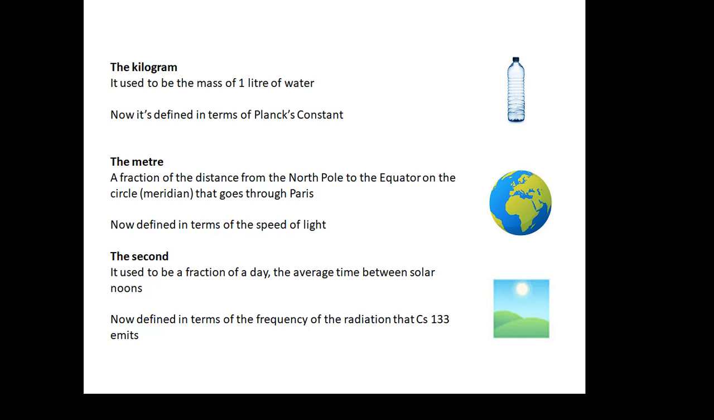The meter, there have been all kinds of definitions to do with pendulums and things. One definition was a fraction of the distance from the North Pole to the equator on the meridian that goes through Paris. Now it's defined in terms of the speed of light, which is now a universal constant. The second used to be a fraction of a day, the average time between noon and noon. Now it's defined in terms of some radiation that a particular isotope of cesium emits. So there are definitions. We know how much a kilogram, a meter and a second are.